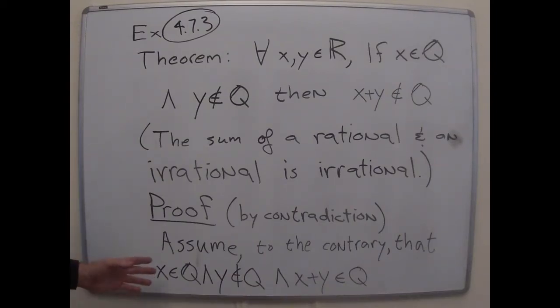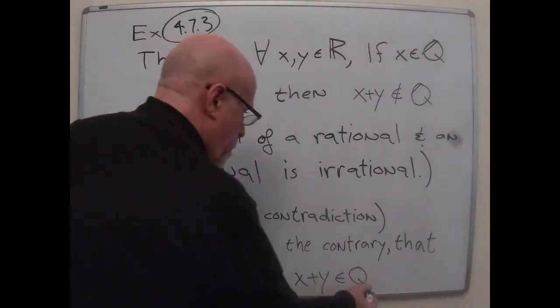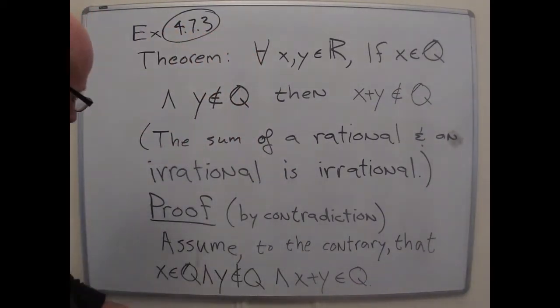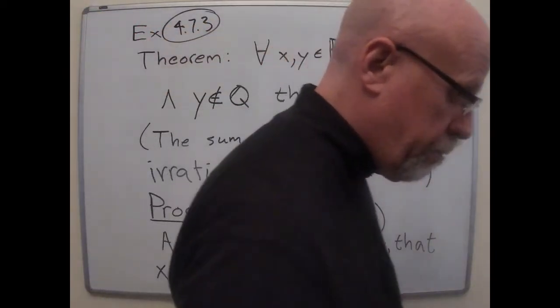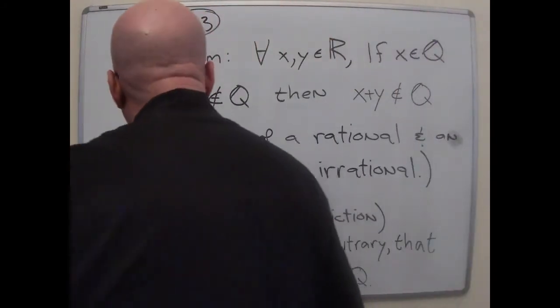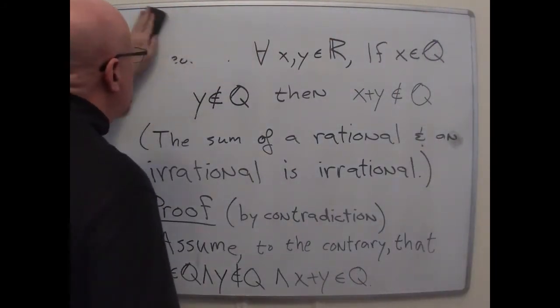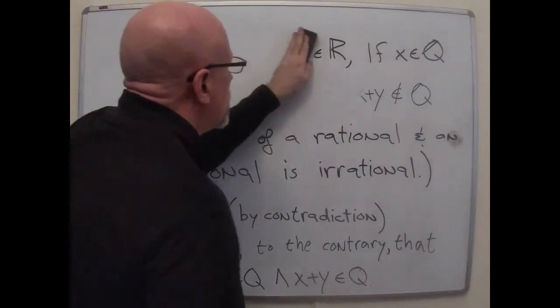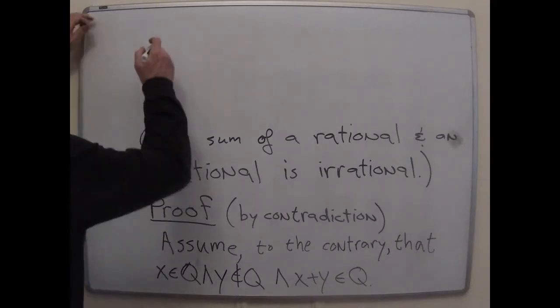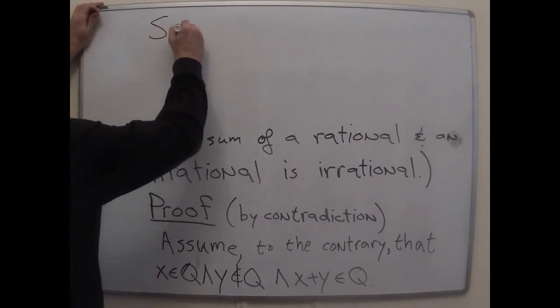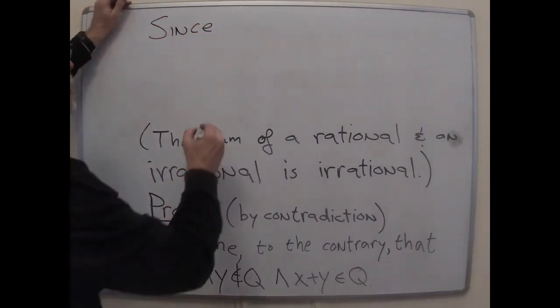Well, when you have three things ANDed together, you can pull out any of them and look at those and say those will be true, because all three of these things will be true at the same time. And the ones I'm interested in pulling out are that x is rational and x plus y is rational. Why do I want those two things? Because they let me conclude that y is rational.